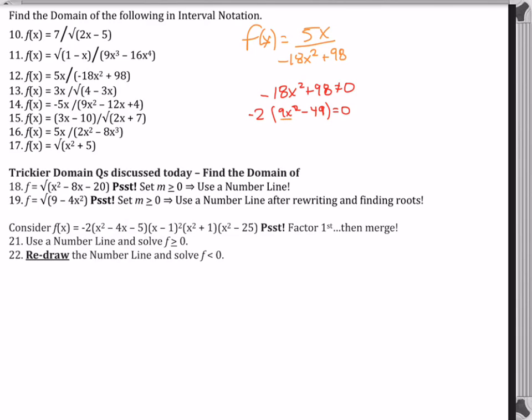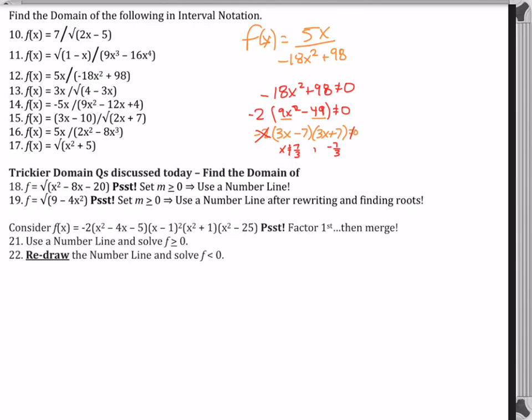And look, 9x squared is a perfect square, 49 is a perfect square, and it is the difference. Look at that. So I can just write 3x minus 7, 3x plus 7 equals 0. Again, that's the difference of two squares. You've got to recognize that, got to be sharp at that. If I set each part equal to 0, the negative 2 doesn't mean anything. x would be 7/3 and negative 7/3. And remember, that's where x cannot be. It can't be 7/3 or negative 7/3.